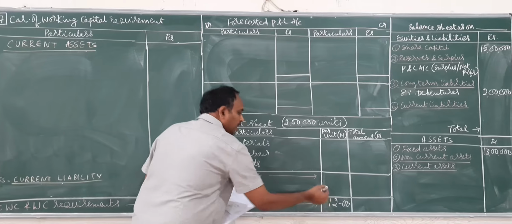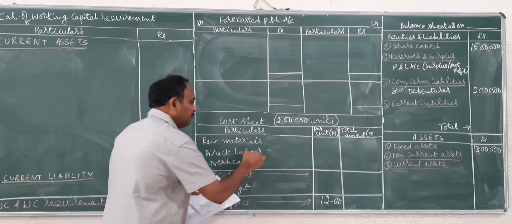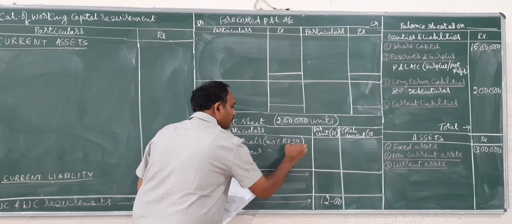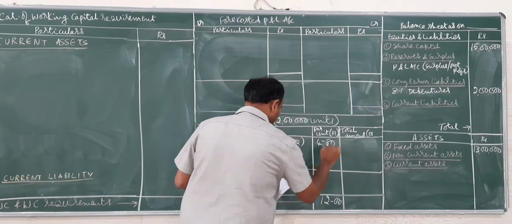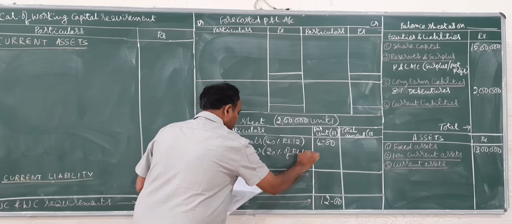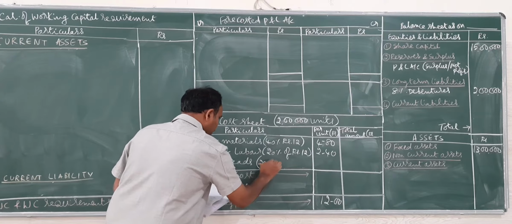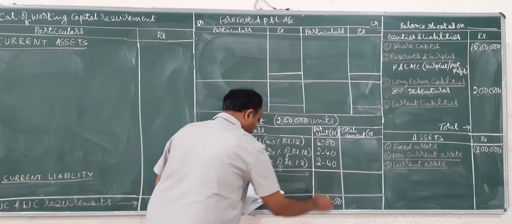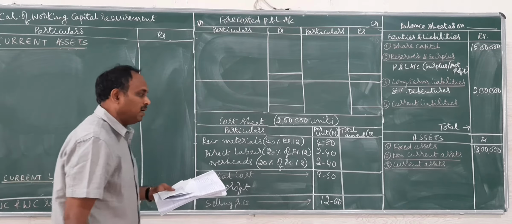So 12 rupees per unit is given. Please look at the cost sheet part of it. Material is 40% of rupees 12. So 40% of rupees 12 is 4.8. Then 20% of rupees 12 is 2.4. Again overheads is again 20% of rupees 12, that is the selling price, 2.4. If you add all the three elements of cost, you are going to find 9.60.